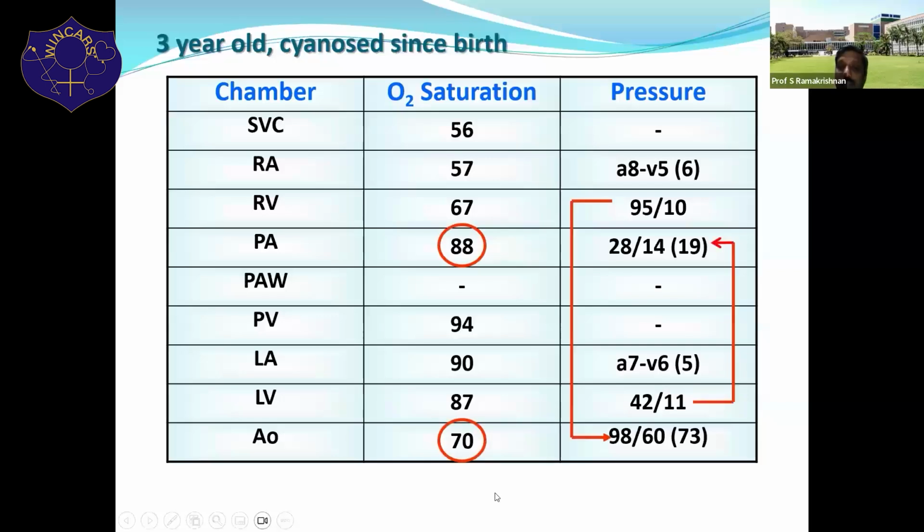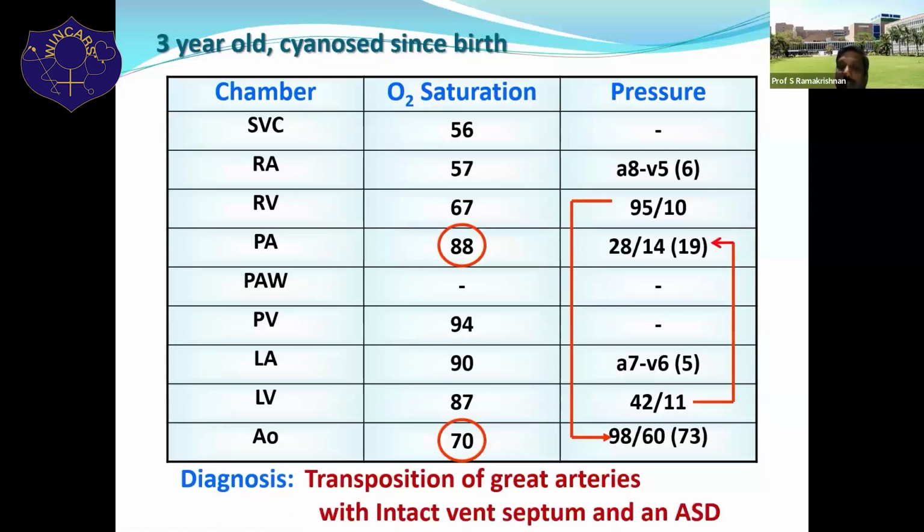So the final diagnosis will be, so look at all these things. Transposition of great arteries is not good enough. A good fellow who has been well trained should say transposition of great arteries with intact ventricular septum with an unrestricted ASD. That should be the complete hemodynamic diagnosis of this trace.